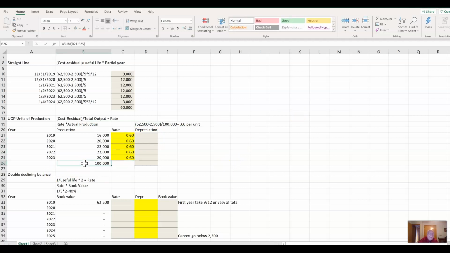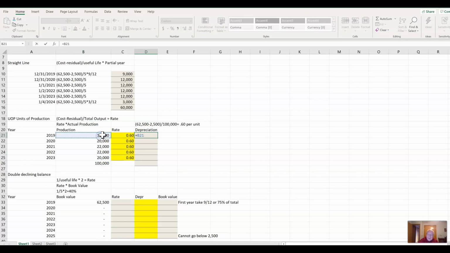Now I went ahead and added these up, and that's something you'll want to do. I didn't have that in there. You'll add these up because you want to make sure this adds up to 100,000. And the reason why this final year could have been 25,000, could be 22,000, but the only amount you can depreciate is the 20,000 because we stopped depreciation at 100,000 units. It doesn't mean we quit using it, it means we stop depreciation. And then you'll take each of these times the rate of 60 cents a unit.